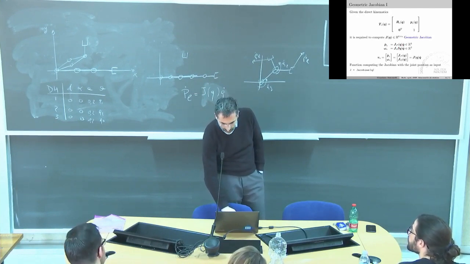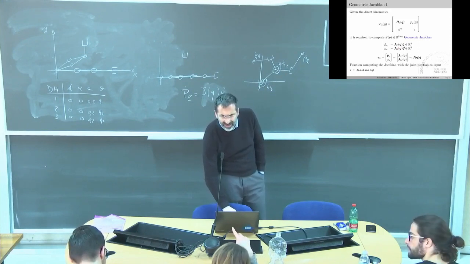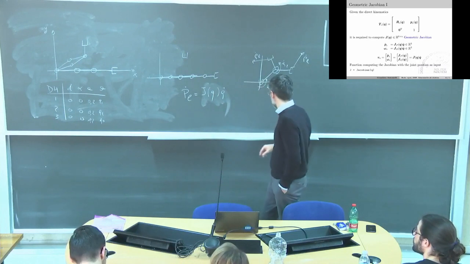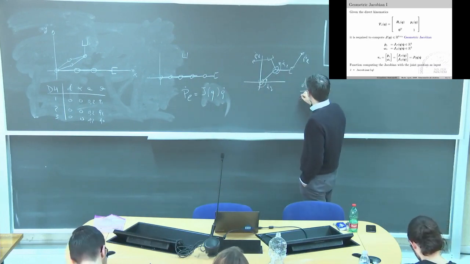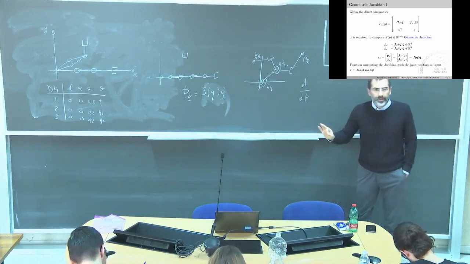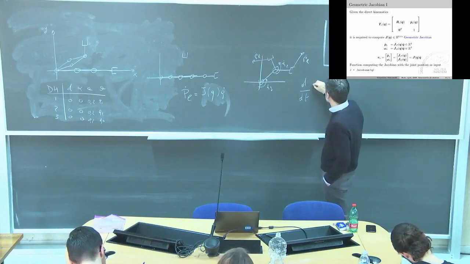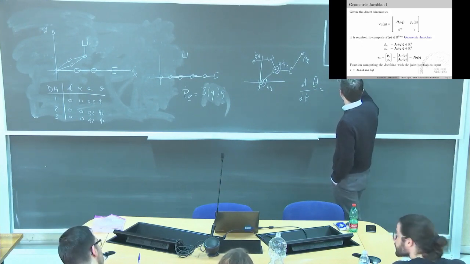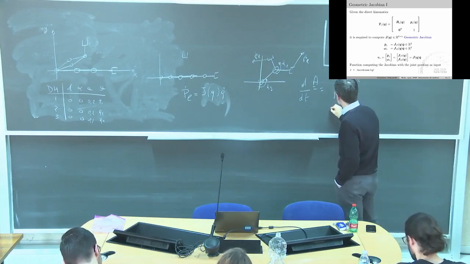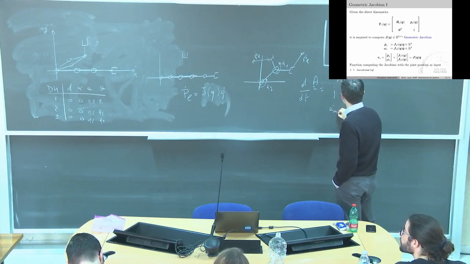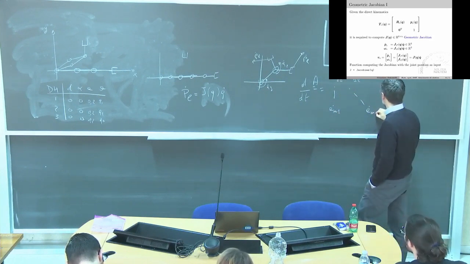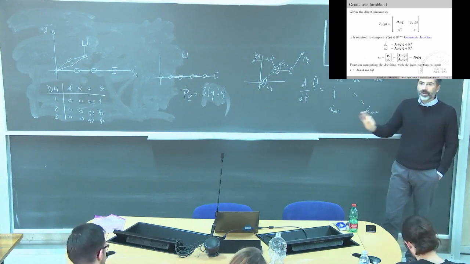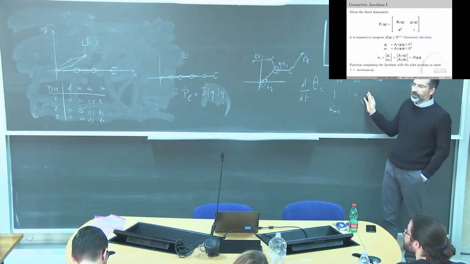Which one? q dot? Yes, q dot is the time derivative of the joints. So the time derivative of a matrix, whatever the matrix is, I just use A, each element is the time derivative of the corresponding element. Simply that. Okay? And this is true also for vectors.